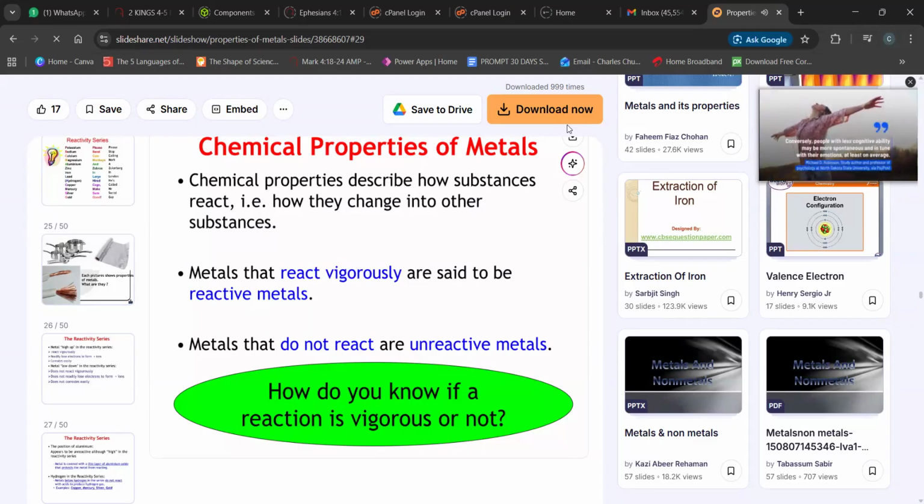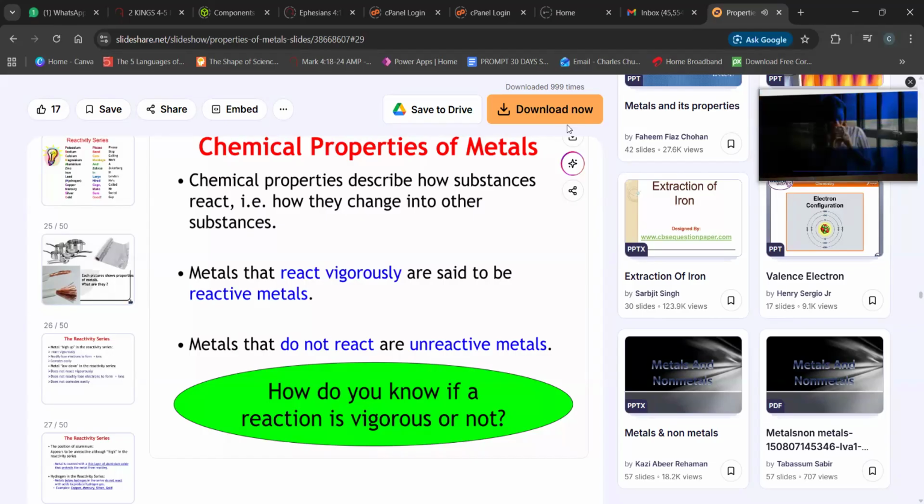Now, let's look at chemical properties. Remember when we looked at physical properties versus chemical properties back then, we said things that have that concept of physical changes versus chemical changes.